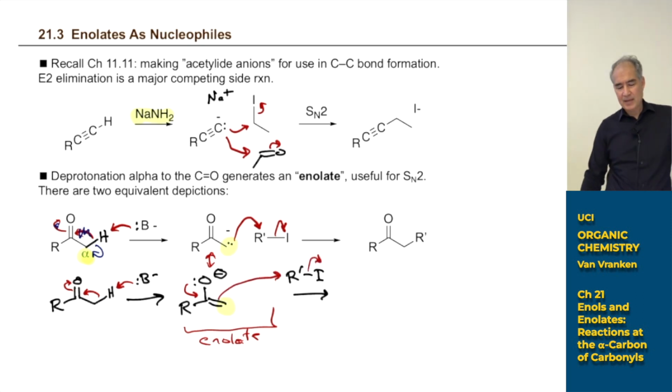Right? Enolates. They are nucleophilic on that yellow carbon. Powerful nucleophiles for carbon-carbon bond forming reactions. That's what I love. Carbon-carbon bond forming reactions.